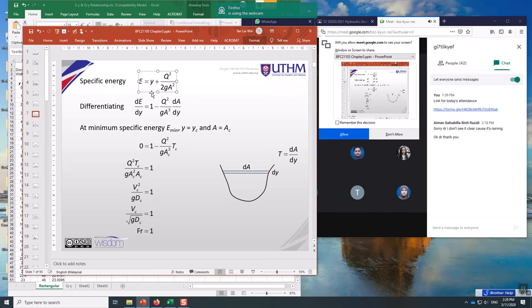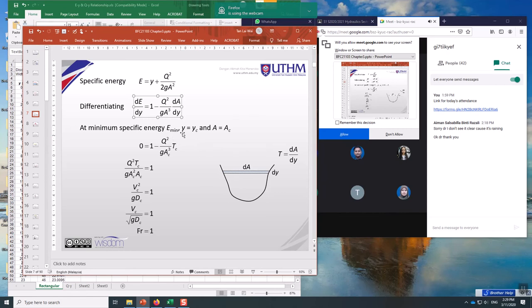Let's prove that this specific energy is minimum, where we can set dE/dy equals 0, so E is minimum. If I differentiate E with respect to y, of course now A is not constant, because when y changes, your flow depth changes as well. So I differentiate A, and I have dA/dy there.